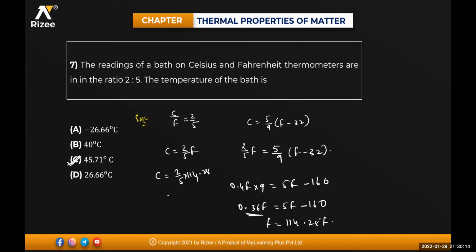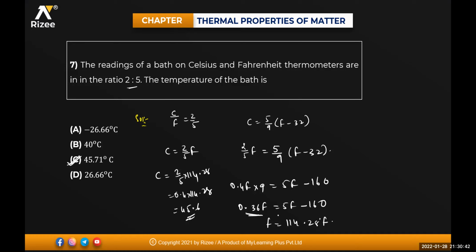See 2 by 5 value is how much for me? 0.4 into 114.28. This will come out for me 45.6 something. So 45.14. सर टेम्परेचर ऑफ बाथ पूछ रहा है, यानी दोनों का पूछ रहा क्या सर? No, no, no. The reading of the bath on the Celsius, यानी कुछ water का temperature on Celsius and Fahrenheit thermometer 2:5 में दे रखा है. So he's asking the temperature of this total bath only, either in the Celsius or either in the Fahrenheit.